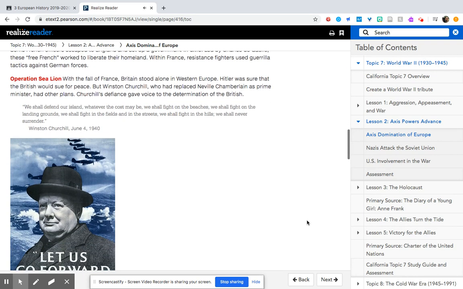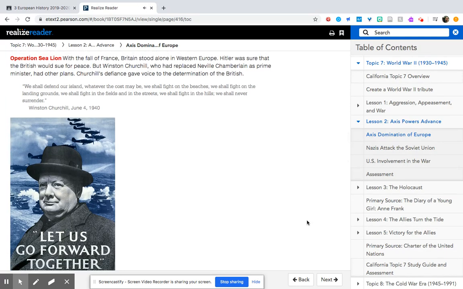Operation Sea Lion. With the fall of France, Britain stood alone in Western Europe. Hitler was sure that the British would sue for peace. But Winston Churchill, who had replaced Neville Chamberlain as Prime Minister, had other plans. Churchill's defiance gave voice to the determination of the British.